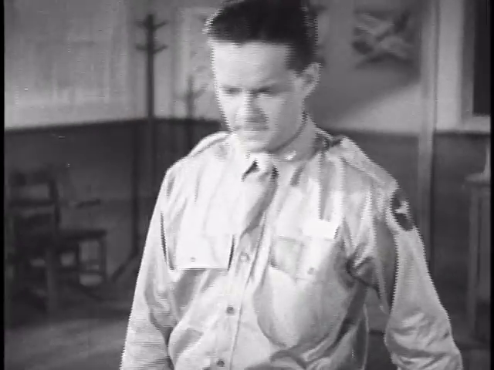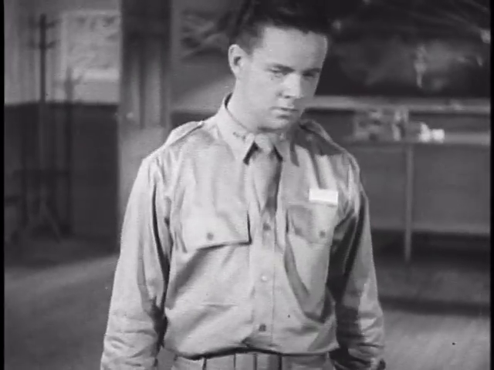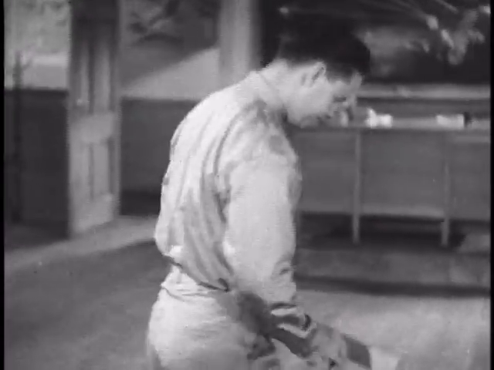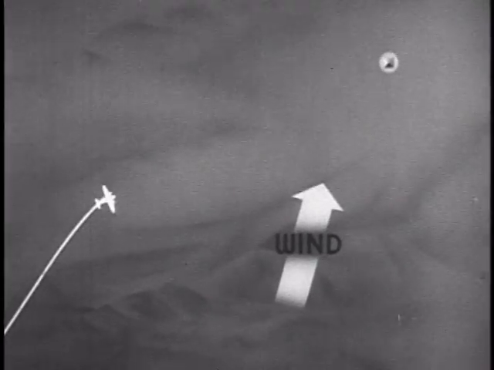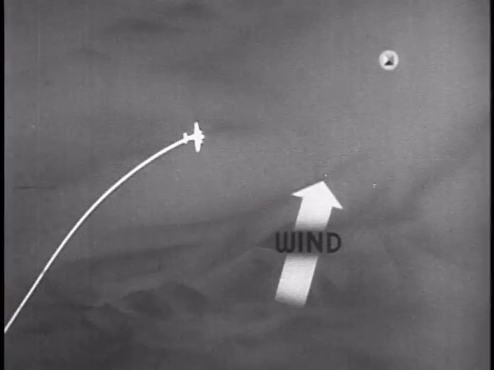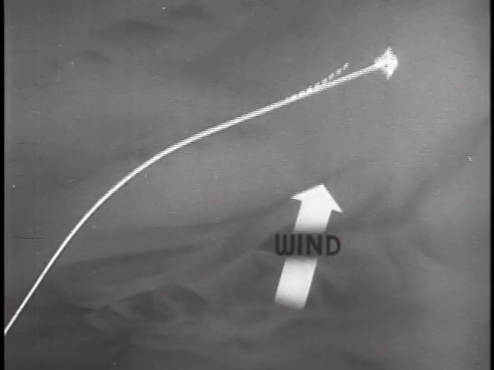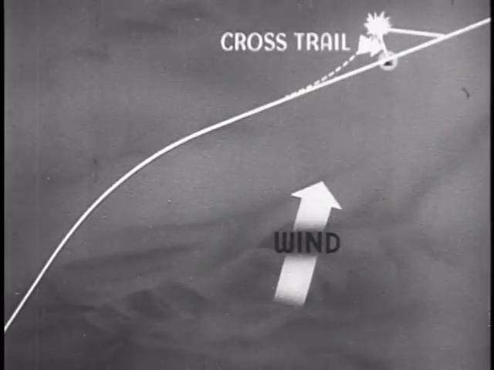You can't just guess at the cross-trail distance. There's a formula for it. Cross-trail equals trail times the sine of the drift angle. Well, you don't have to worry about the mathematics. The sight takes care of that for you. Look. There's the plane flying over the target on a collision course. You can see where the bomb drops. Cross-trail distance downwind.